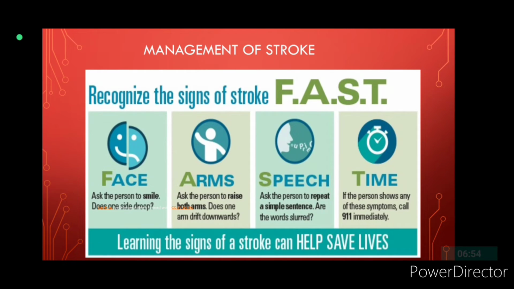Arms: ask the person to raise both arms. Does one arm drift downwards? Speech: ask the person to repeat a simple sentence. Are the words slurred? Time: if the person shows any of these symptoms, call 911 immediately.